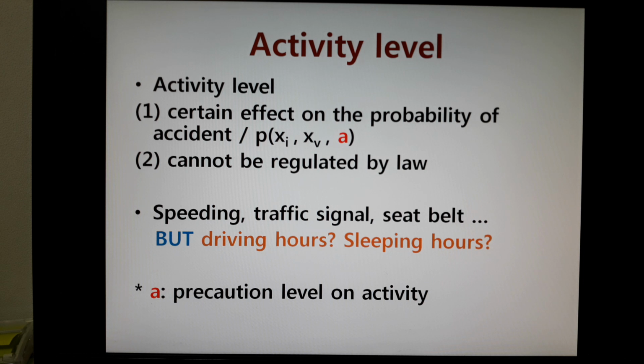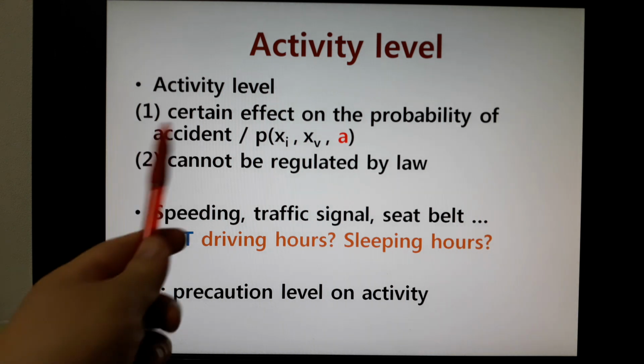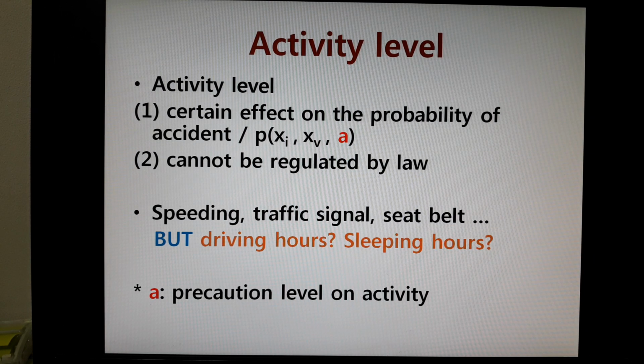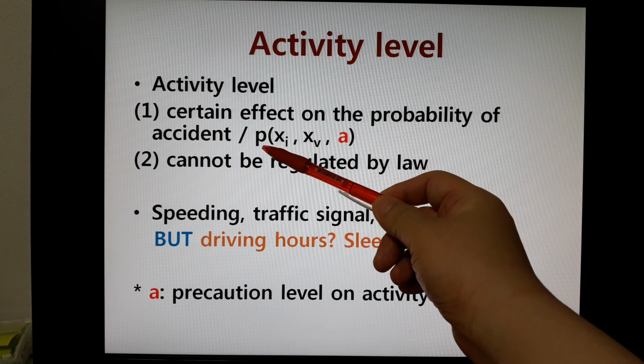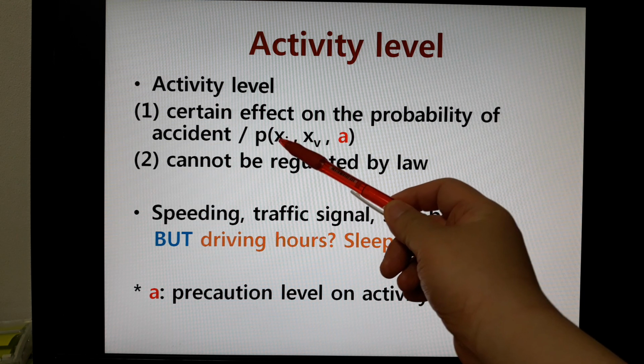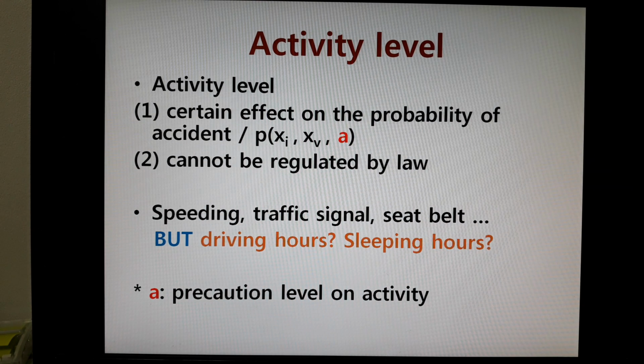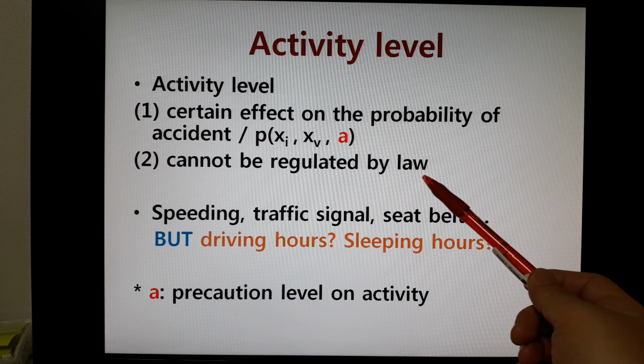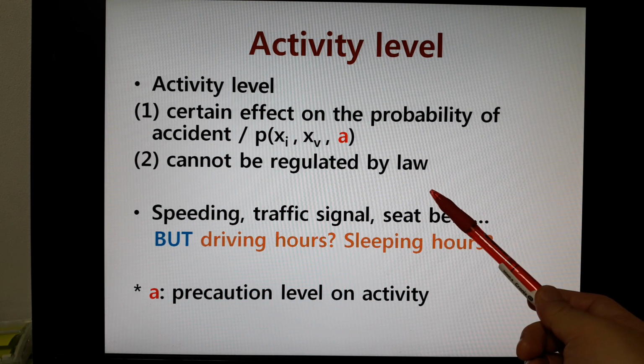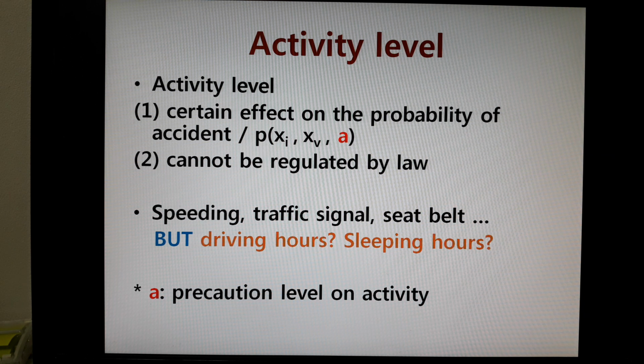lecture 37. In lecture 38, we have a new assumption, which is activity level. What is activity level? This activity should satisfy two conditions. It should have a certain effect on the probability of accident. So the probability P of accident is not only a function of xi and xv, but also A. Another important feature of this activity level A is that it cannot be regulated by law.